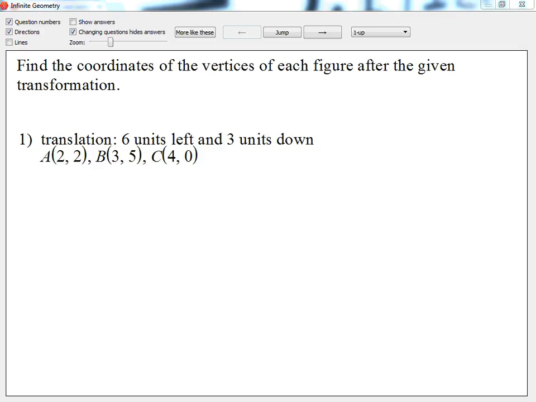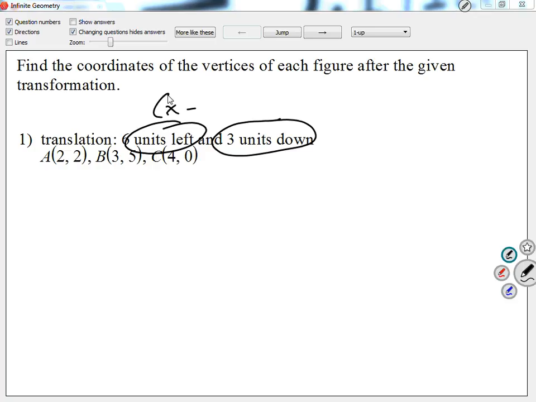Question number 1 says find the coordinates of the vertices of each figure after the given transformation. It says 6 units to the left, so we do something to the x, and then 3 units down, so we do something to the y. What do we do to x? Subtract 6. Put this right here: x minus 6. You don't have to write that rule, but I'm writing it so I remember. 3 units down, what are we doing to the y? y minus 3. So subtract 6 from the x, subtract 3 from the y.